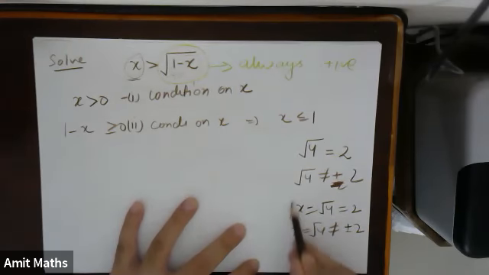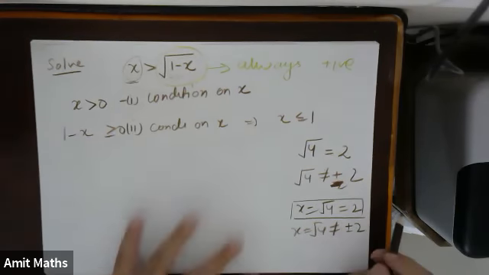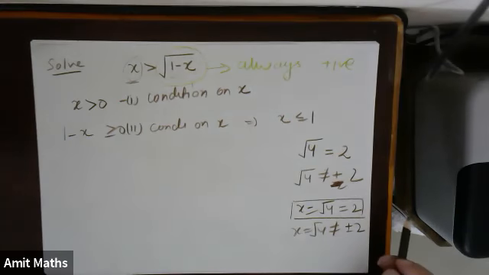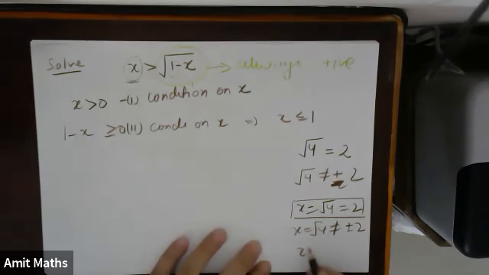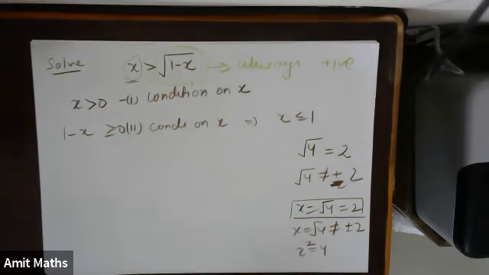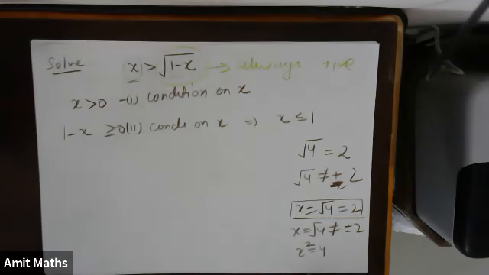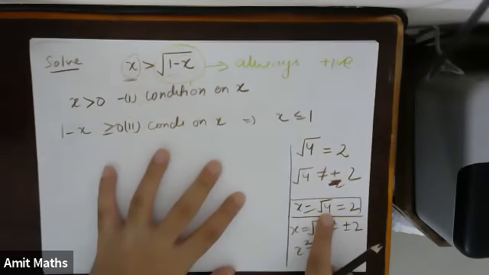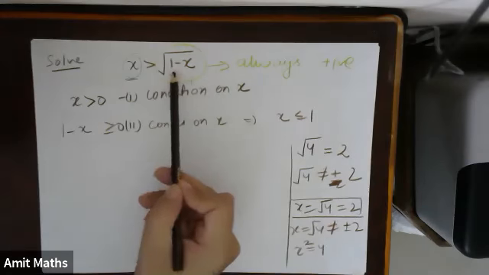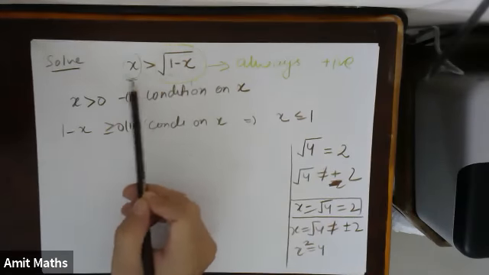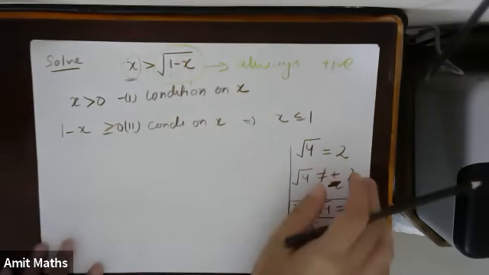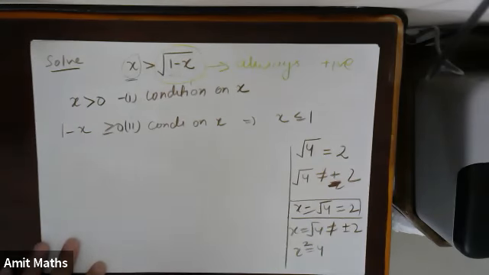Understood? Why? Because this is a linear equation, and a linear equation cannot have two roots. If this was x square equals 4, then there will be two values of x, that is plus or minus 2. Understood? So under root means positive. So the right hand side is positive, so the left hand side has to be positive. So these are the two conditions on x I have already got.